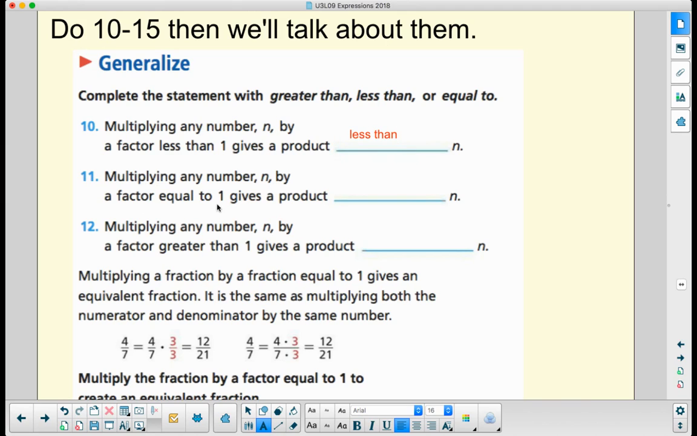Multiplying any number by a factor equal to 1? Well, any number multiplied by 1 is going to be equal to that number. And multiplying any number by a factor greater than 1 is going to give me something greater than that number, because it's taking more than one copy of it.